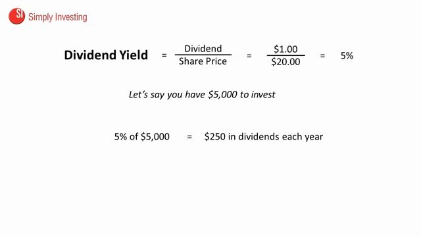Another way to look at it is if you have the same $5,000 to invest, at $20 a share, you're going to be able to buy 250 shares. And again, the dividend is $1 per share, and you end up with $250 in dividends each year. So the 5% dividend yield is a very quick way to figure out, okay, what's the return on my investment while I'm holding on to these shares?